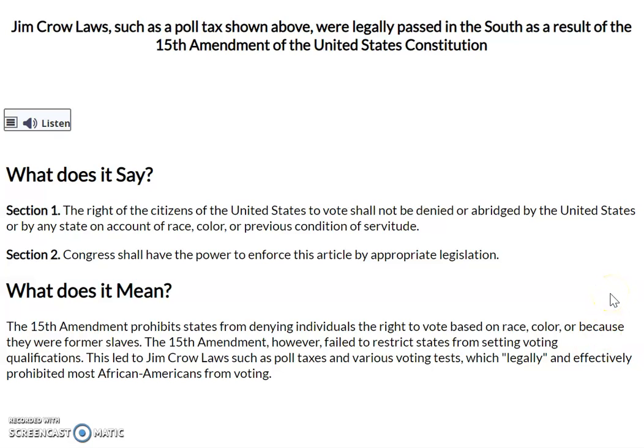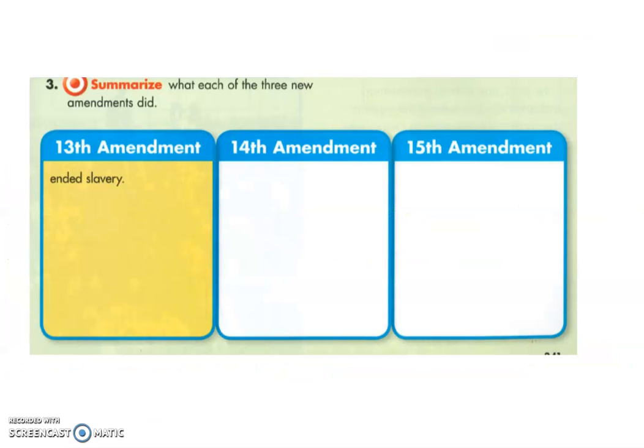This led to Jim Crow laws such as poll taxes and various voting tests, which legally and effectively prohibited most African Americans from voting. Now, looking at your cause and effect chart, you would have the 15th Amendment, and the biggest thing was that all men were allowed to vote, no matter if they were former slaves or the color of their skin. You might also want to put in effect that certain states started using Jim Crow laws prohibiting African Americans from voting in other ways, other than just saying you can't vote because of your skin color.